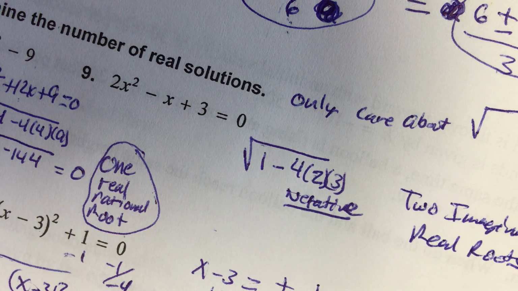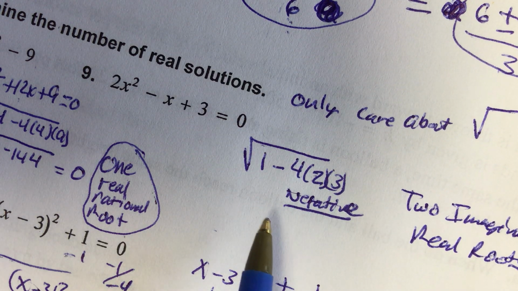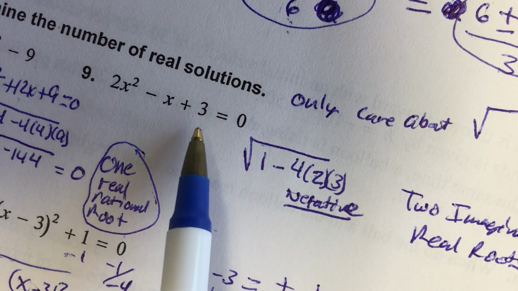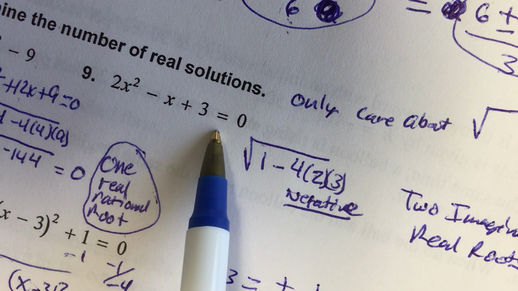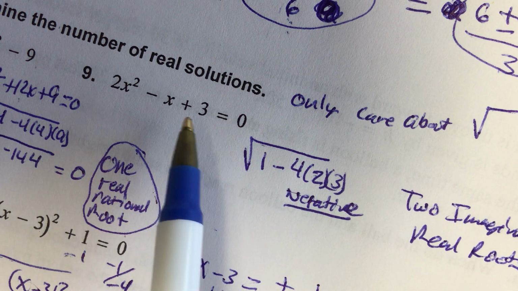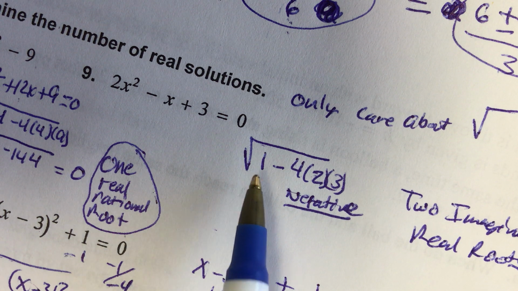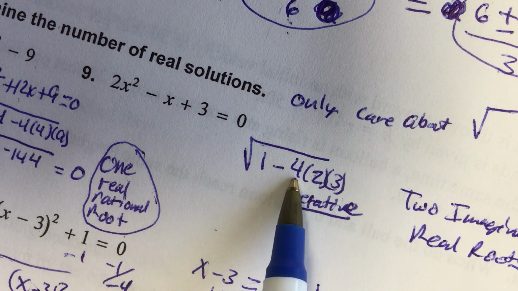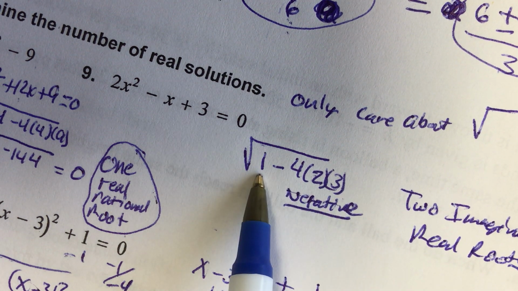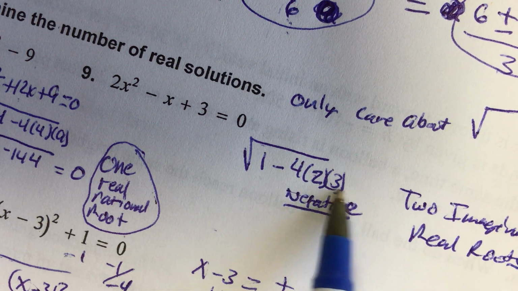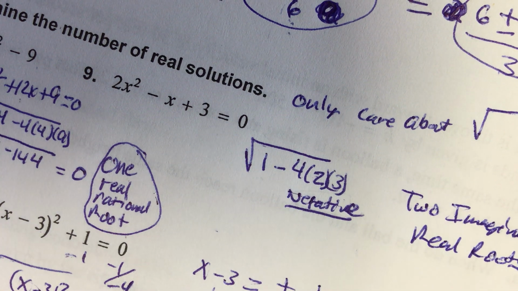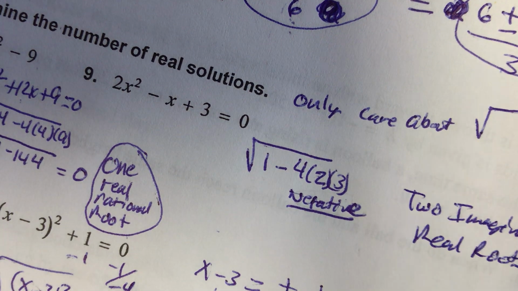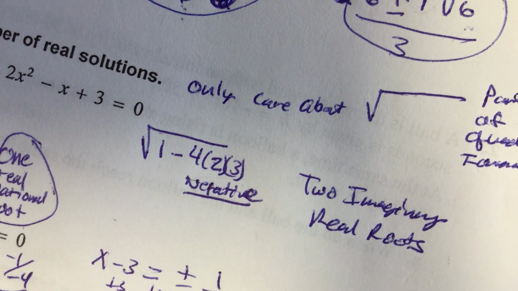Okay, number 9, again, everything is already on the same side, so all I care about is the discriminant. Negative 1 squared is 1 minus 4ac. Well, that's easy because 4 times 2 times 3 is way bigger than 1. So therefore, it's completely negative. Once I know it's negative, I know there must be two imaginary roots.